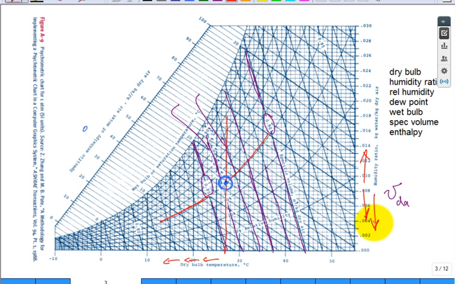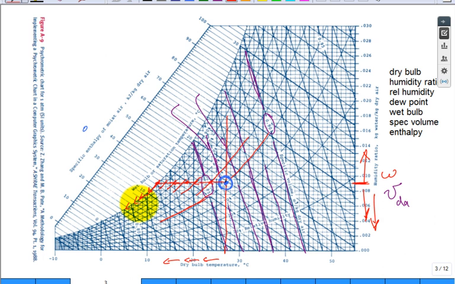So we cool it, conceptually in our mind, we cool it, and then we finally get to this point. Notice that the relative humidity went from 40% to 50% to 60% to 70% to 80 to 90, and then it hit 100%. And you did not change omega. Omega is staying constant. The humidity ratio stays constant until you can't cool it anymore without omega going down if you try to continue to cool it.